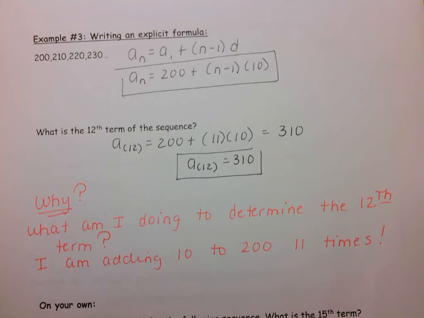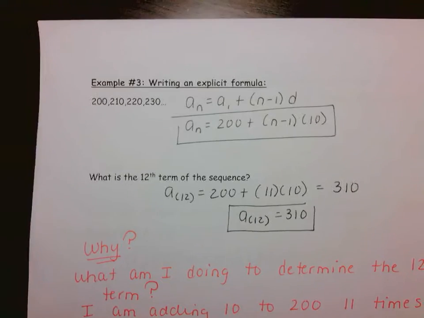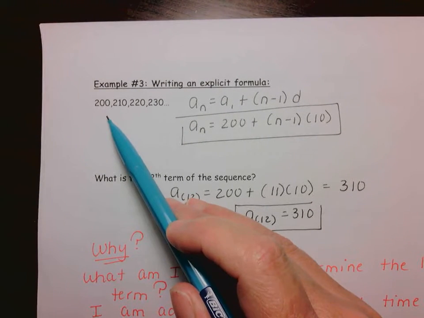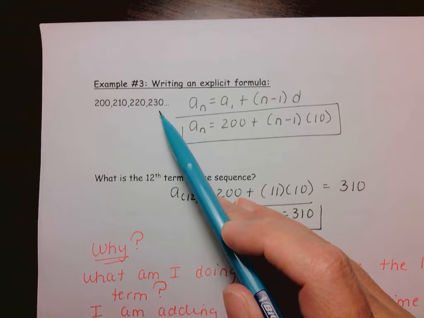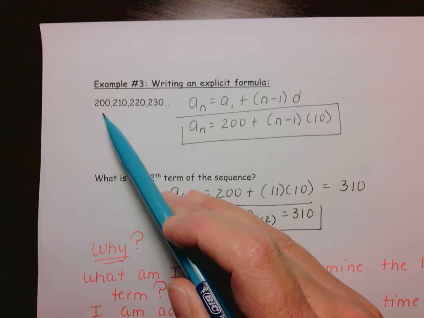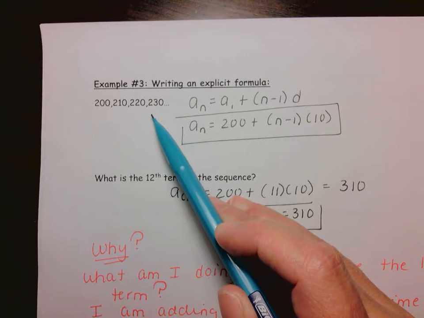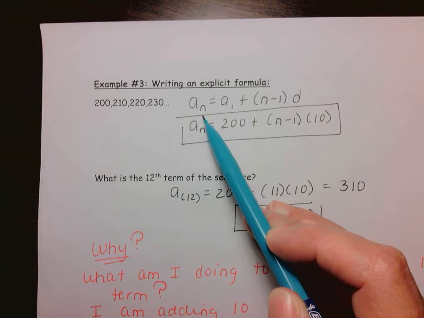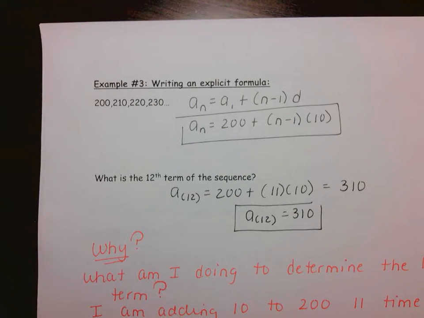Let's think about why. Let's go back up to the sequence. I have 200, 210, 220, 230, and so let's think about 230. 230 is my fourth term. How did I get to my fourth term? I took my first term and I added 10 to it 3 times. And so if I want to figure out my 12th term, I'm going to keep adding 10: 240, 250, 260, 270. I'm going to keep doing that until I hit my 12th term.